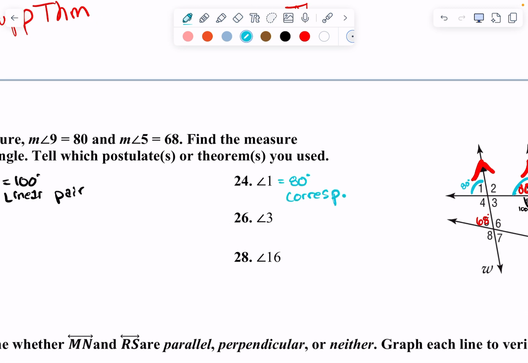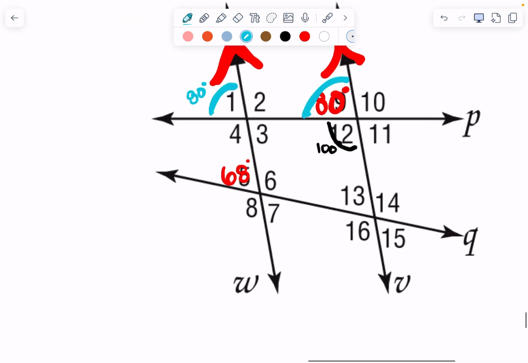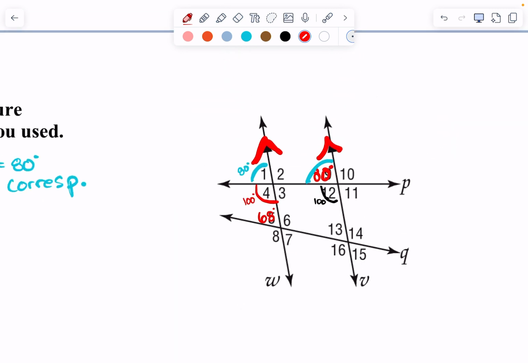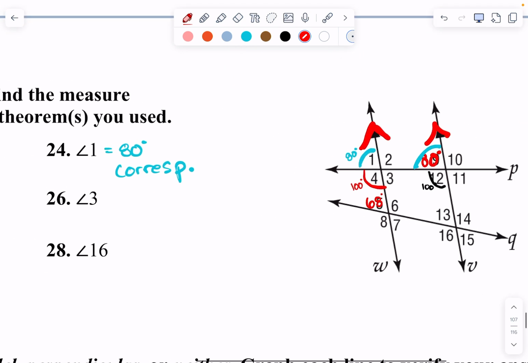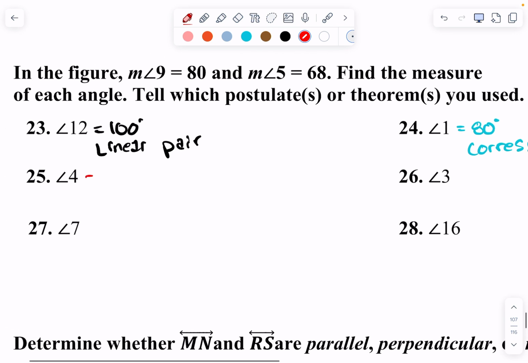Got it? Okay, now angle 4 is 100. Angle 4 doesn't really have anything in common with 80, right? But 4 and 1 are a linear pair, or you could say 4 and 12 are corresponding. So whichever one, I don't care. Angle 4 is 100. I'm just going to say that it's a linear pair with angle 1. LP with angle 1. Sure.